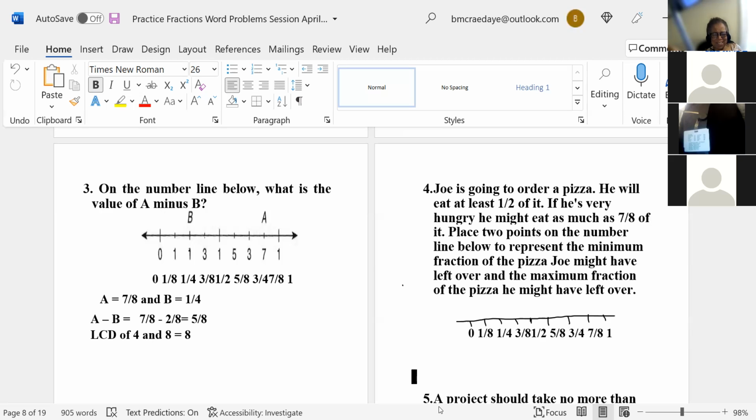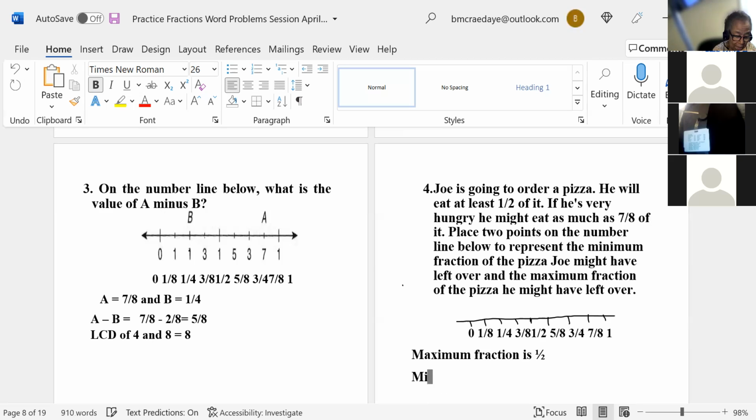A half. If you have half a pizza and you eat half of it, you have half of it left. Correct? So his maximum fraction is 1/2. And as Maureen said, the minimum, if he was very hungry and ate 7/8, is 1/8.